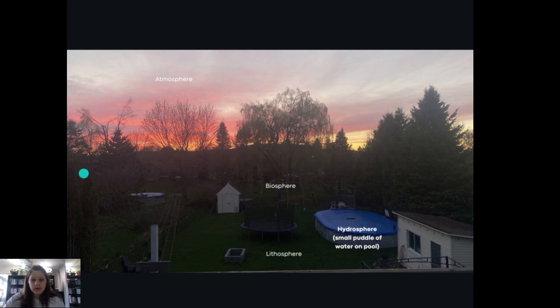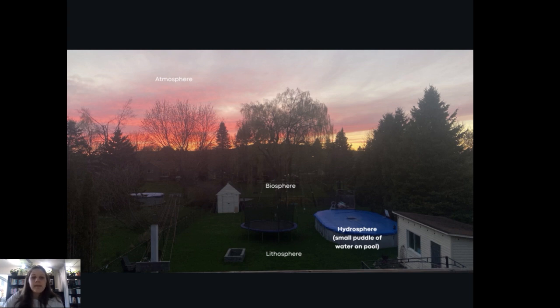The spheres in the ecosystem. This ecosystem includes interactions between all four Earth spheres. Atmosphere provides oxygen and carbon dioxide, which are essential for breathing and photosynthesis. Lithosphere. It includes the soil and rocks that support plant growth and homes for animals like worms and groundhogs. It has a hydrosphere, which includes rainwater and a small bird bath that hydrates the animals and helps plants grow. It also has a small puddle of water on the pool.